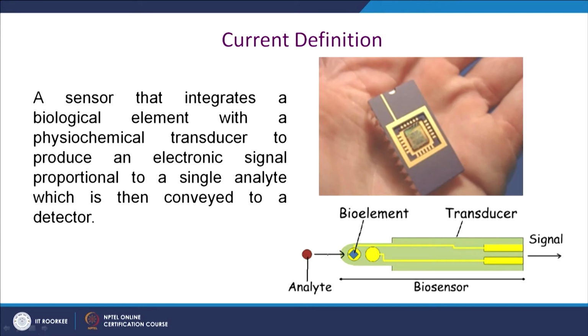Now, the current definition of a biosensor is a sensor that integrates a biological element with a physico-chemical transducer to produce an electronic signal proportional to a single analyte. So, this is our attempt to get quantitative information.